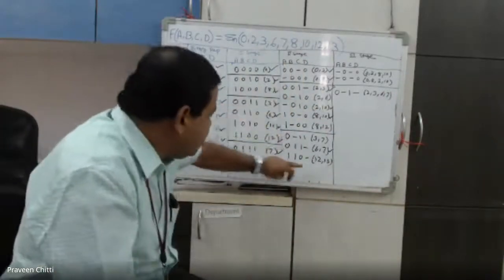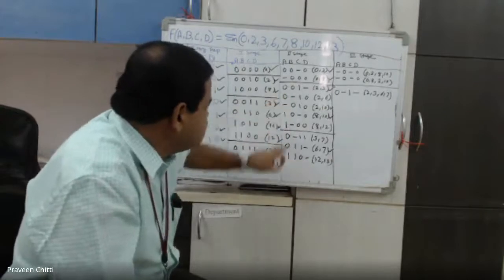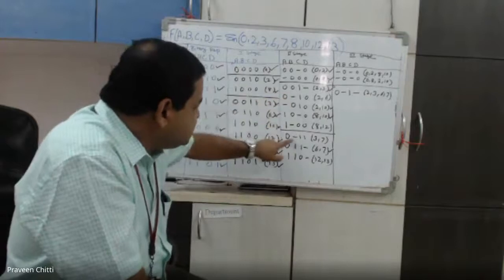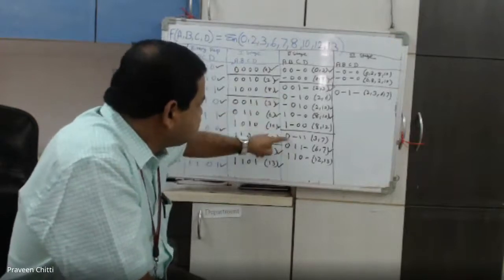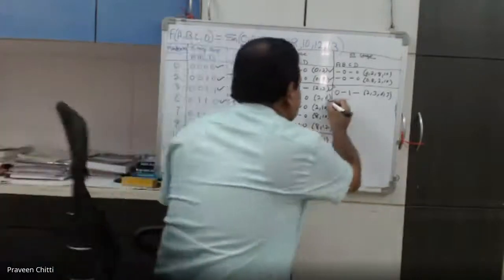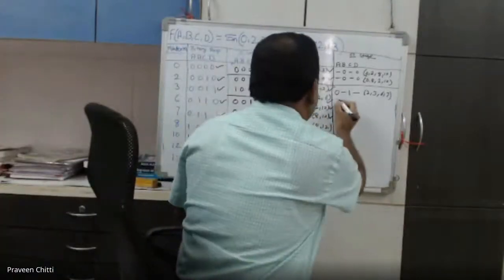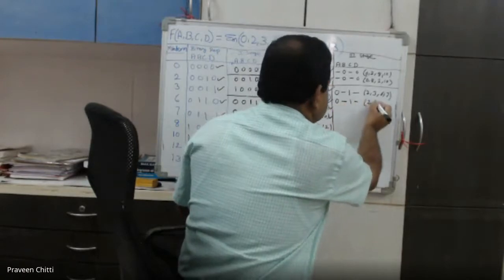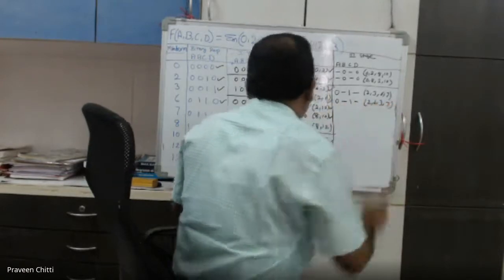Next, this can be combined with this. Here 0, 0, 1, 1 low. Done. Next, take this. Check this with this. Can it be combined? 2, 6, 3, 7. Same, different. Yes. 2, 6 and 3, 7 can be combined. And I can write again 0 dash 1, 0, 2, 6, 3, 7.